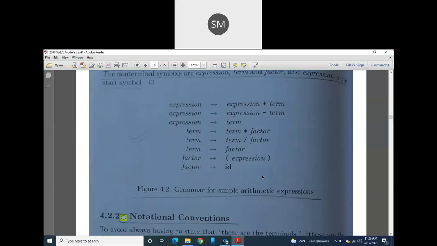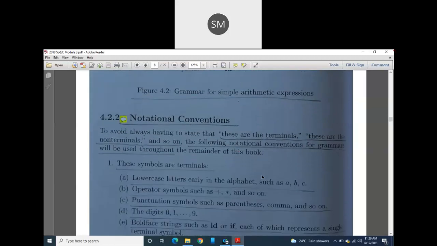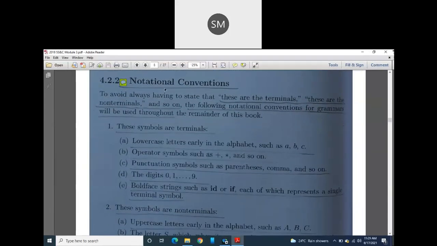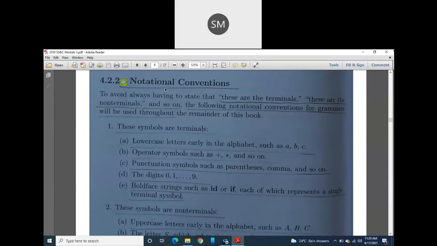Clear, guys? Okay. Next I will tell you the notational conventions: when we should use capital letters and when we should use small letters.